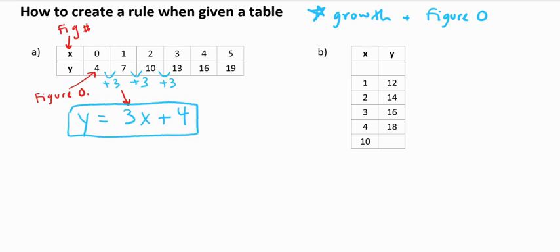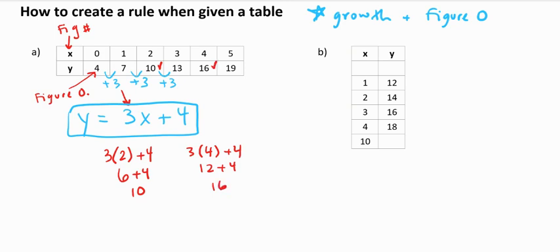And it's important that you check your rule to make sure it works. So let me pick at least like 2 points. So let me check maybe when x equals 2. So if I plug in 2 for x, 3 times 2 is 6, plus 4 is 10, and that's what I got over here. So, check. Let me try 4. So if I plug in 4 for x, 3 times 4 is 12, plus 4 is 16, and yep, that works.